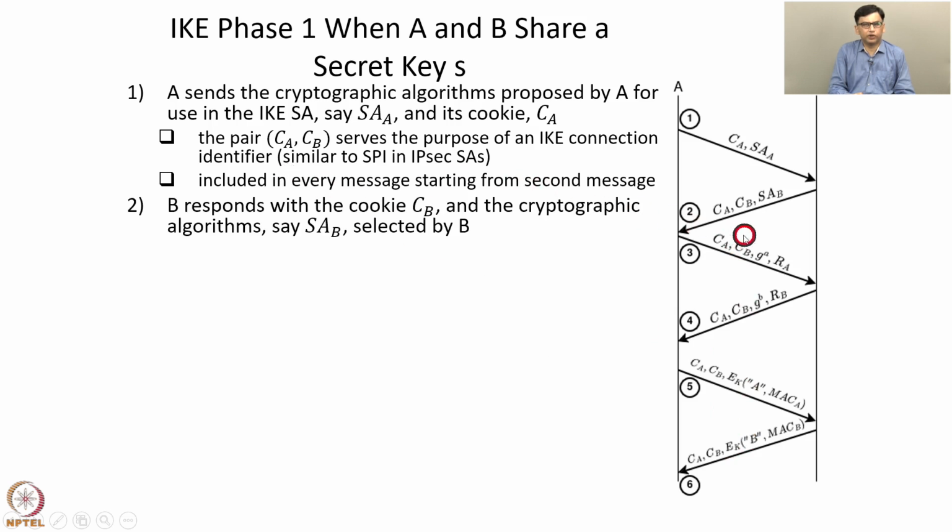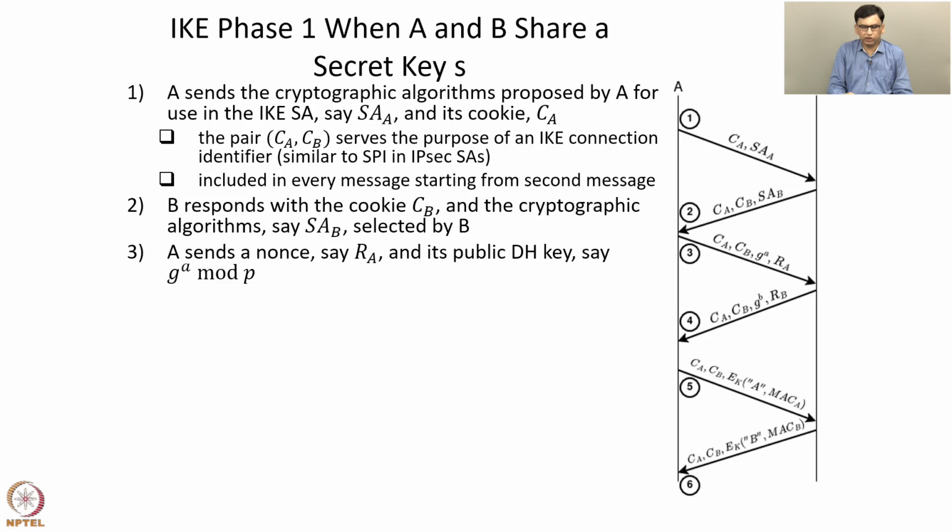Now in the second step, B responds with the cookie CB and the cryptographic algorithms, say SAB, selected by B. The list of cryptographic algorithms proposed by A contains several possible encryption algorithms, several message integrity algorithms, and so on. So B selects one encryption algorithm, one message integrity algorithm, and so on from this list, and includes that in the values SAB and sends it in its response to A. That's the second message, that is this one. Notice that this negotiation of the algorithms that will be used for security is quite similar to that in SSL.